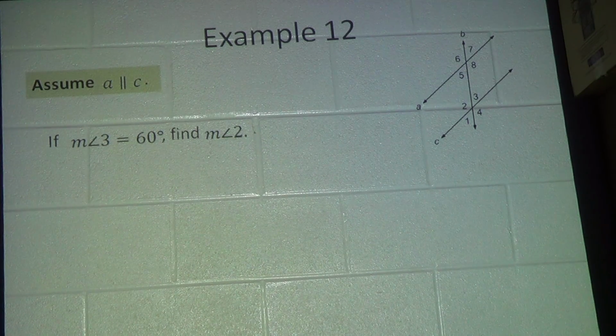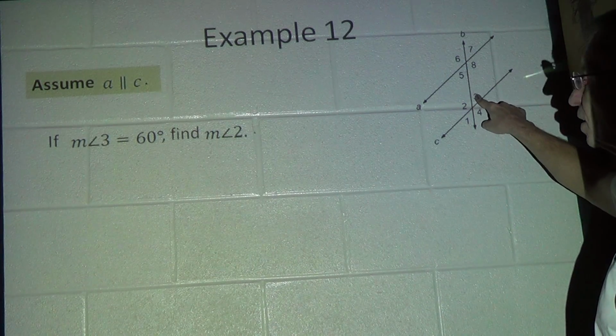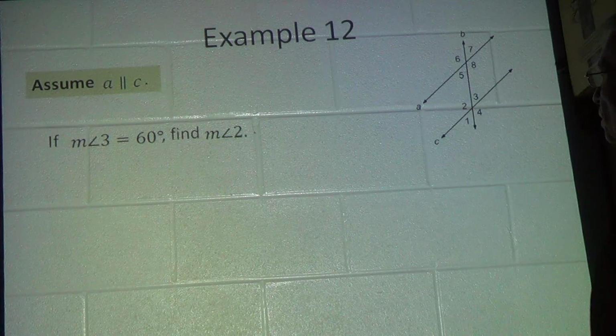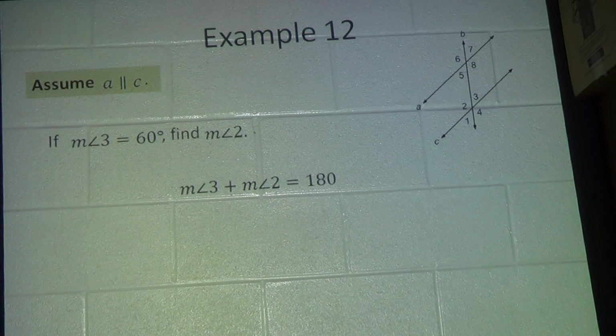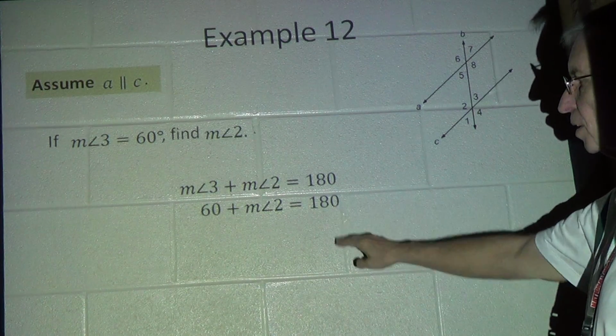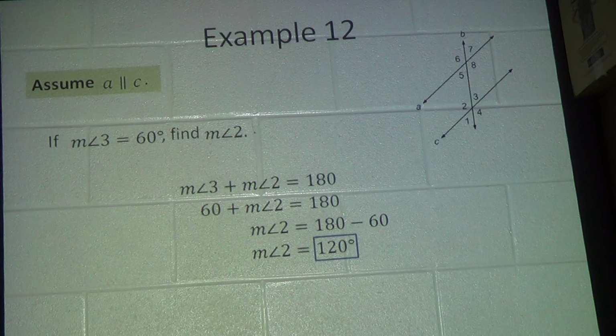Okay, angle 3, they're telling us measures to be 60 degrees. So this one right here is 60. They want us to find the measure of angle 2. Since these are adjacent angles and they are at an intersection, then that means that they are supplementary. So we simply take the 60, subtract from 180, which is what we're going to do right here on the next step. And that gives us that the measure of angle 2 is equal to 180 minus 60, which is 120 degrees.